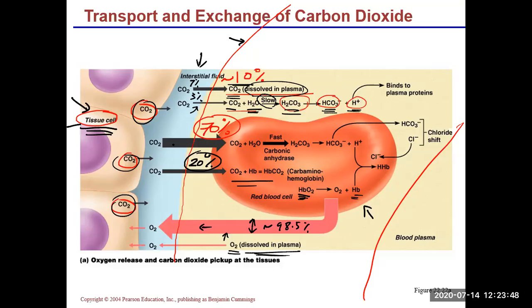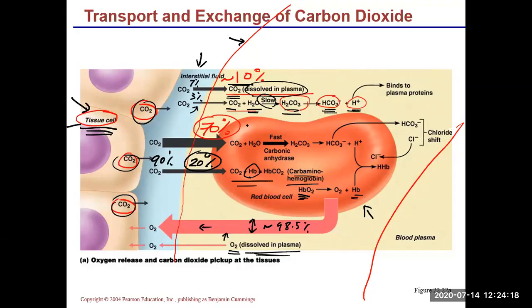What happens then? The 90% of the carbon dioxide is going to go to the red blood cells. They are nonpolar, they can pass the membrane, there's no problem. And now what happens? 20% of that 90% is going to combine with the hemoglobin. Remember, it is available because it already dumped the oxygen, so now it can pick up another passenger, in this case carbon dioxide. That's called carbaminohemoglobin.